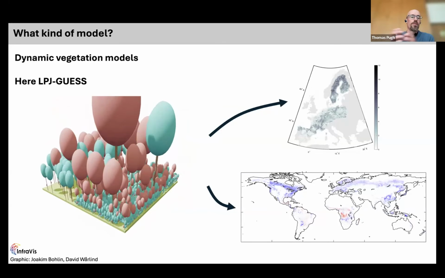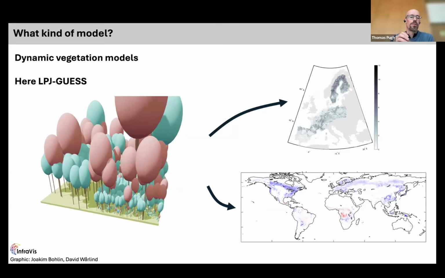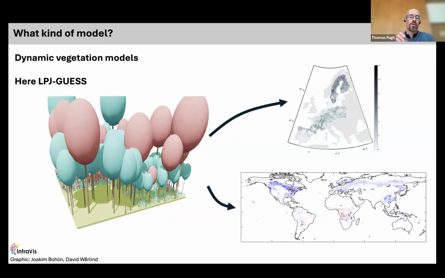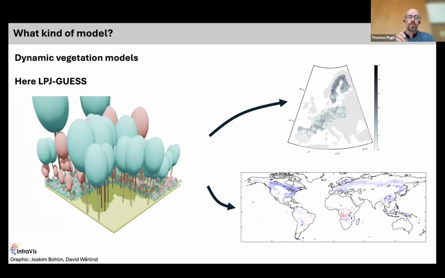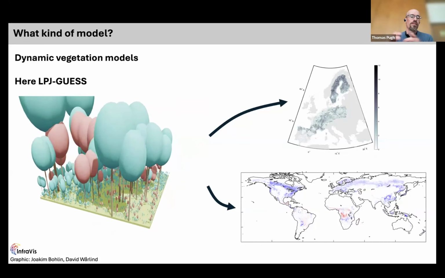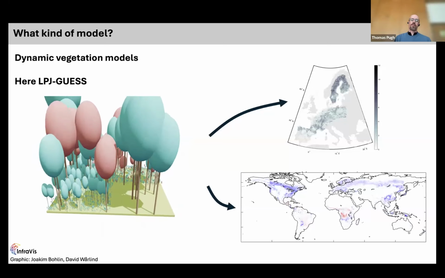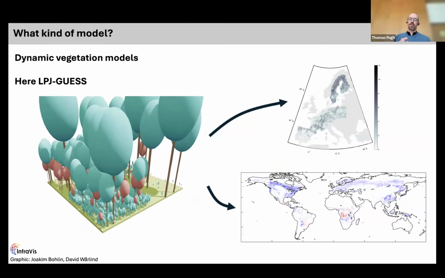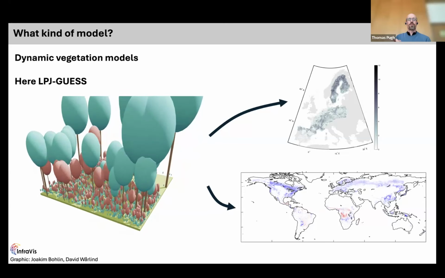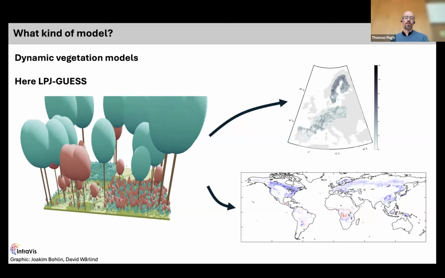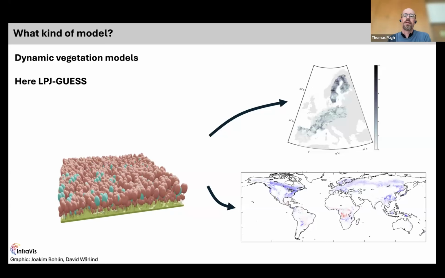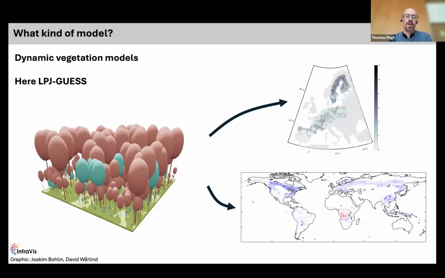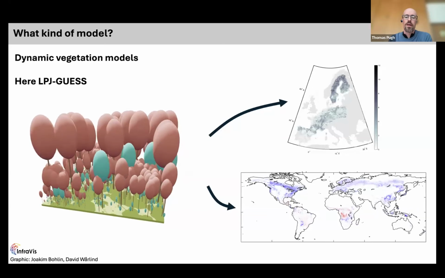The model I'm going to talk about now is a dynamic vegetation model, and the results I'm going to show you are from the model that we work with, called LPJ-GUESS. This model, like other models in its class, starts from individual trees or even leaves and scales those up to the landscape, like you see here on the left, and then from there up to continents or even the globe. Most of the examples I'll show you today will be more continental scale than global scale, but it's all the same model and the same principles.